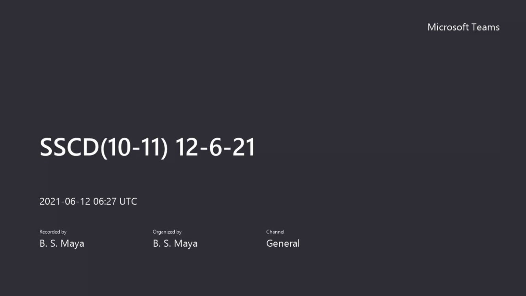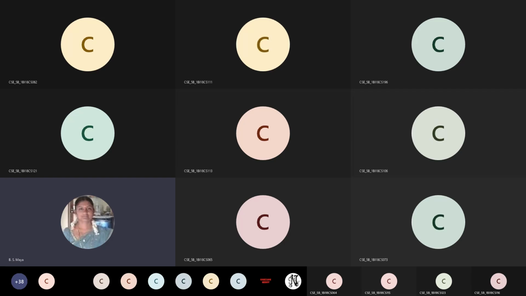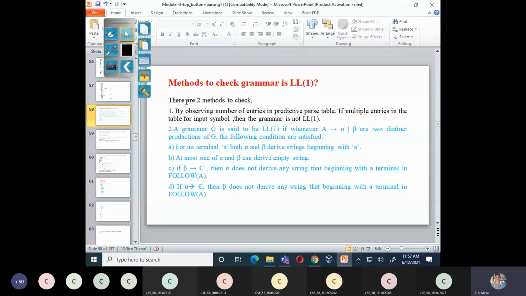Not, I can check by using the two methods. My screen is visible, right? Yes, ma'am. So the methods to check whether the grammar is LL1 or not: there are two methods to check. One is by observing the number of entries in the predictive parsing table. If there are multiple entries in the table for the given input, then the grammar is not LL1.